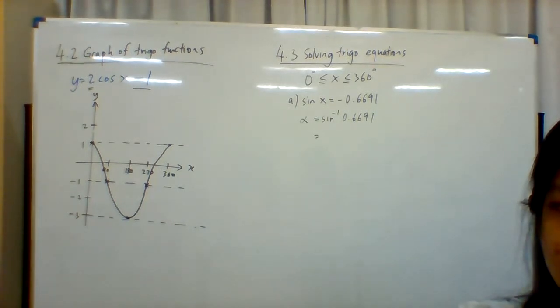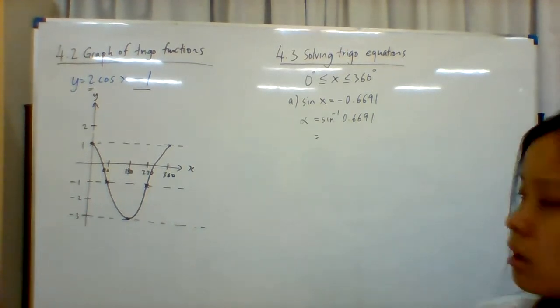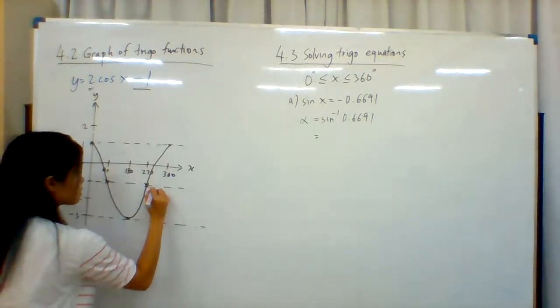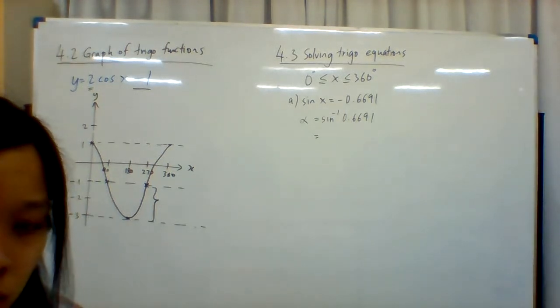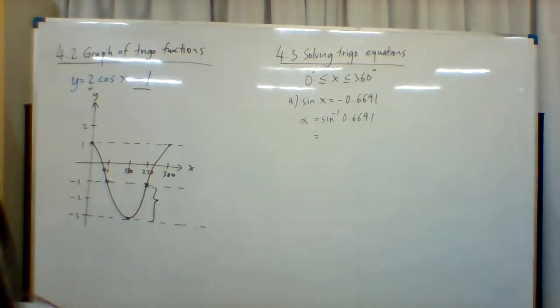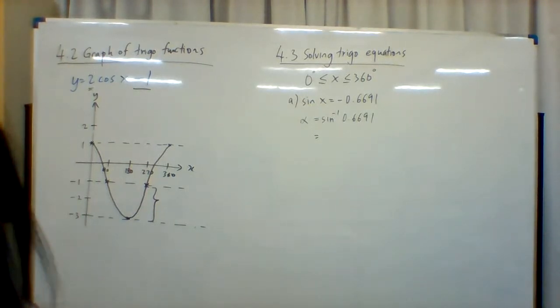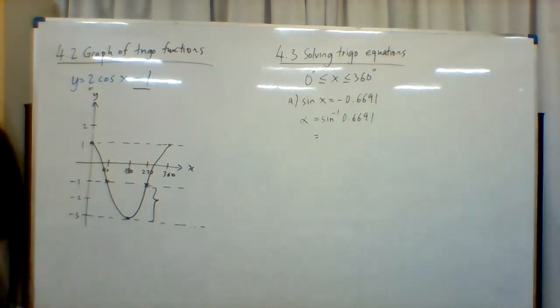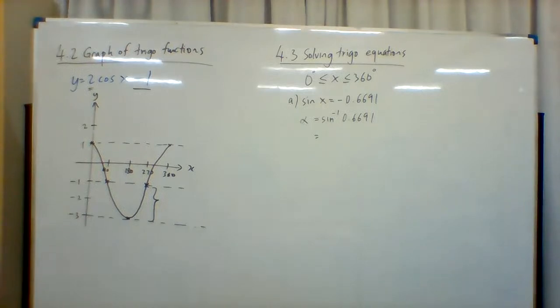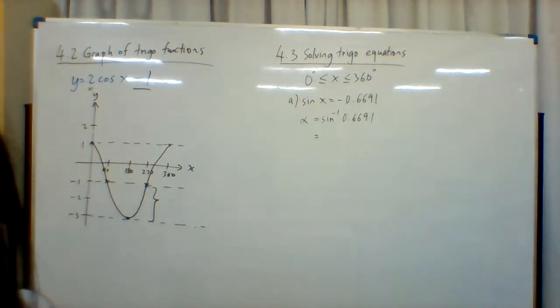Attention, the 2 right in front stands for the depth, the height of this is double from the original. That's what it means. Negative 1 is the baseline because it moved down by 1.